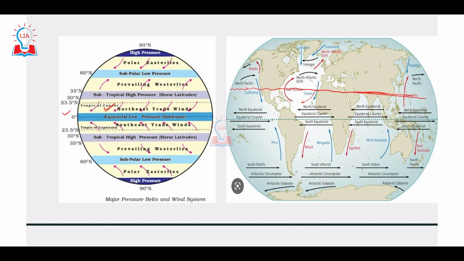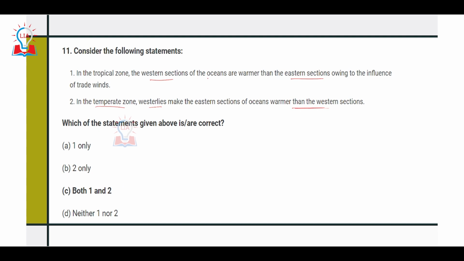And as the wind is moving from east to west, they also move the surface water, which is warmer in nature due to heating by sunlight. Also, they carry the surface water of the ocean from east to west. And since they carry the surface water of the ocean from east to west, obviously what will happen? The western section of the ocean will become warmer than the eastern section due to the influence of trade winds. So this statement is absolutely correct.